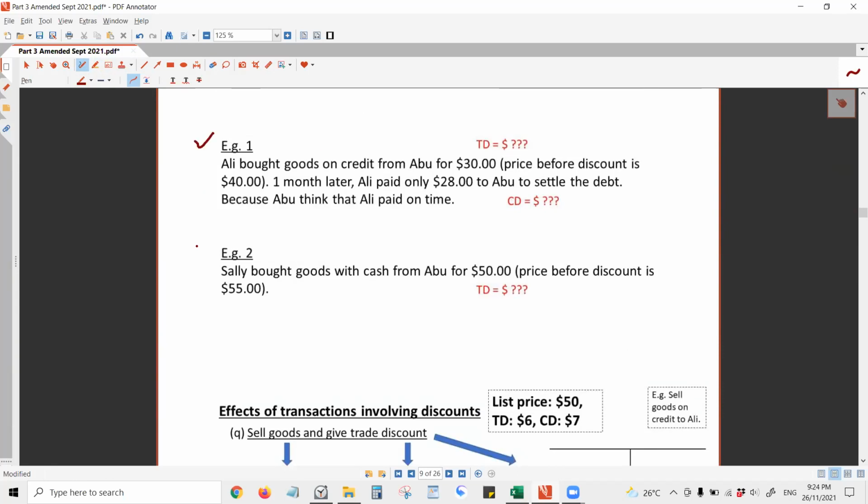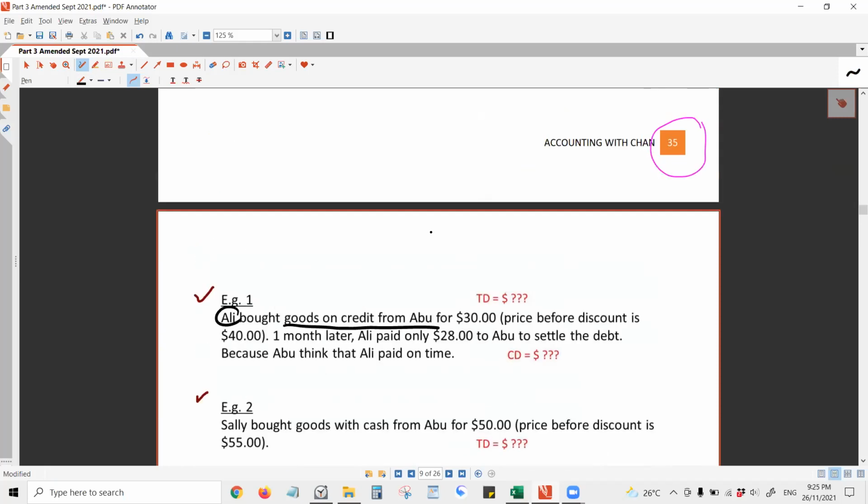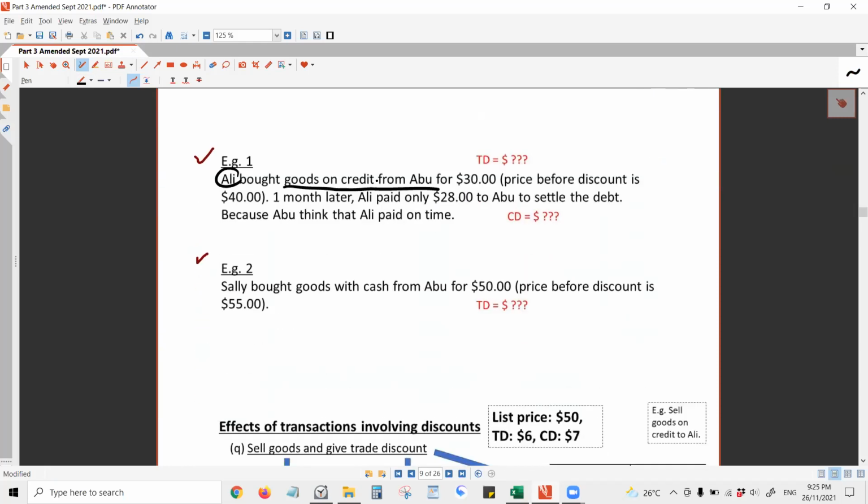Here are two very simple examples that can give you further familiarization about the two types of discounts. Ali bought goods on credit from Abu for $30. So price before discount is $40. Therefore, the trade discount amount is $10. And then 1 month later, Ali paid only 28. Why? Should pay 30, right? Why pay only 28? To settle the debt. So most likely, Ali has gotten cash discount of $2, because 30 minus 28.